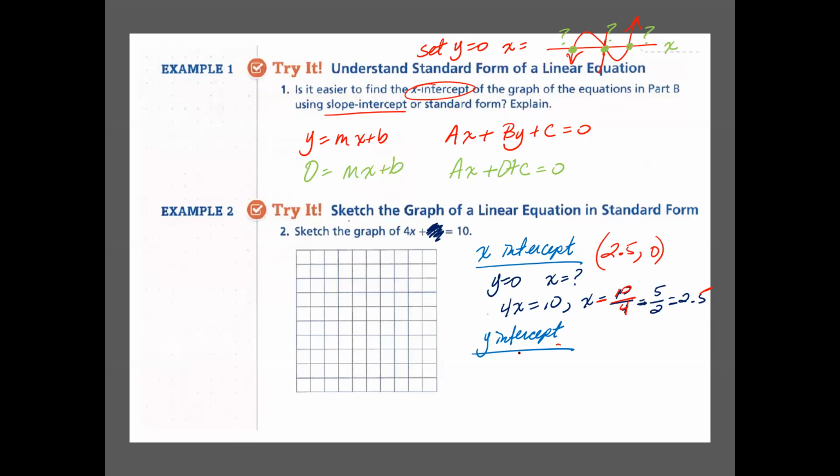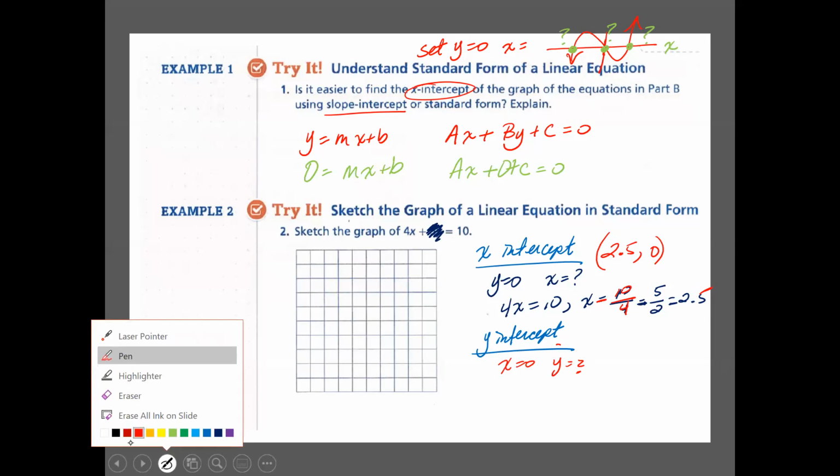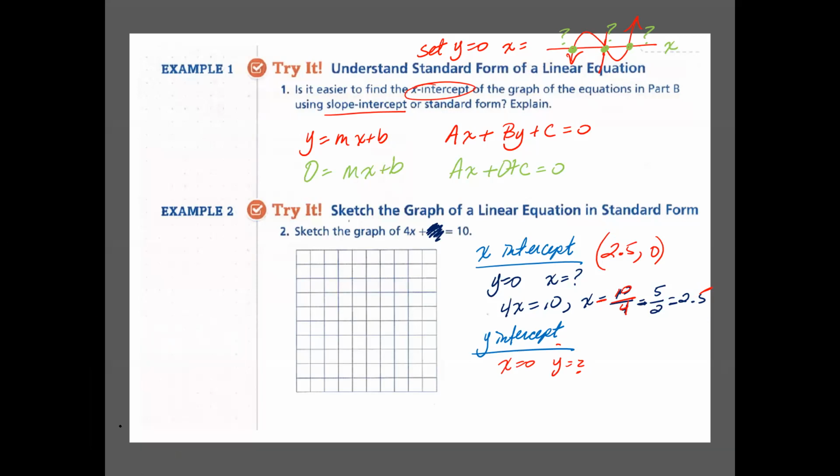Next, we'll find the y-intercept, which means you're asking yourself, when x equals 0, what is y equal to? So in this case, you're going to cross out the 4x. And remember, this was 5y = 10. So if you cross out the x, you have 5y = 10. Divide both sides by 5 and you have y = 2. So your next point is (0, 2).